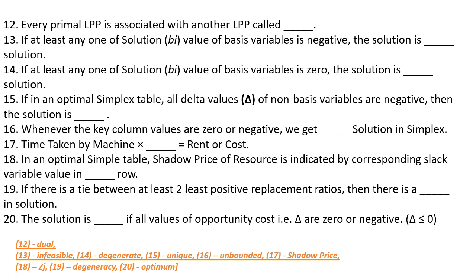Time taken by machine X equals dash equals rate or profit. Correct answer, shadow price. In an optimum simplex table, shadow price of resources is indicated by the corresponding slack variable value in dash row. Correct answer, Zj. If there is a tie between at least two least positive replacement ratios, then there is a dash solution. Degeneracy. The solution is dash if all values of opportunity cost, that is delta, are 0 or negative. Answer, optimum.